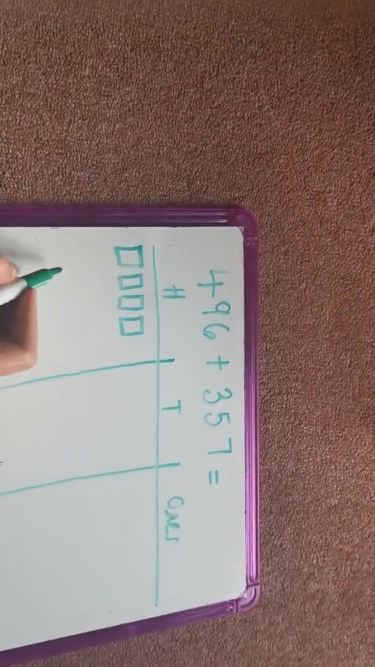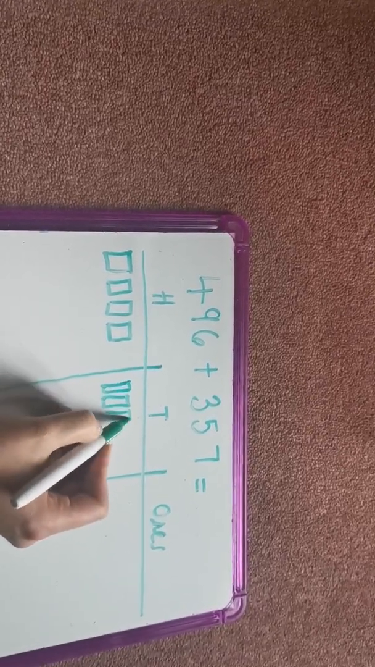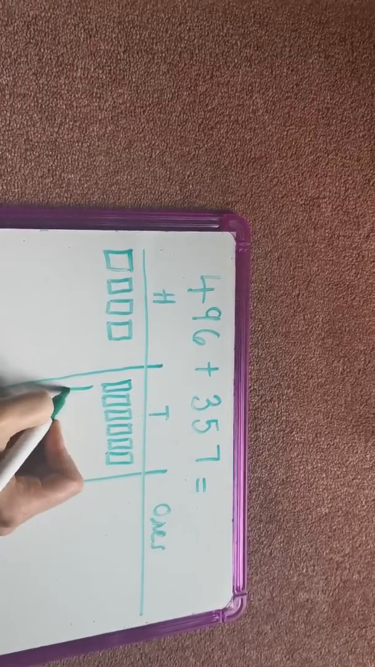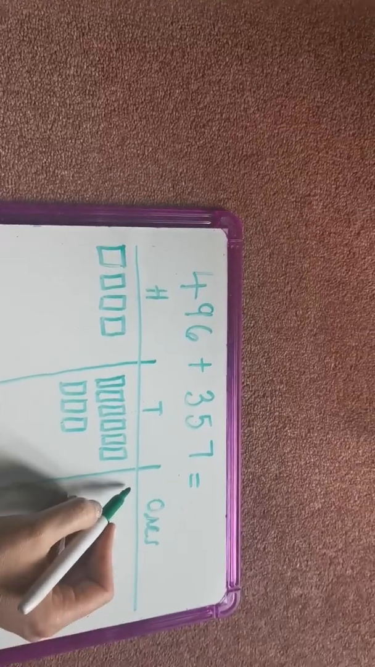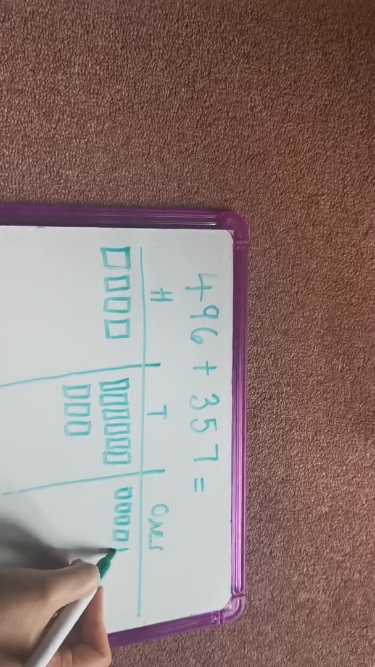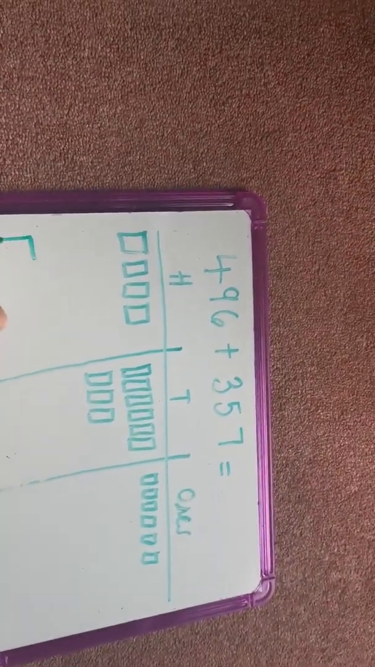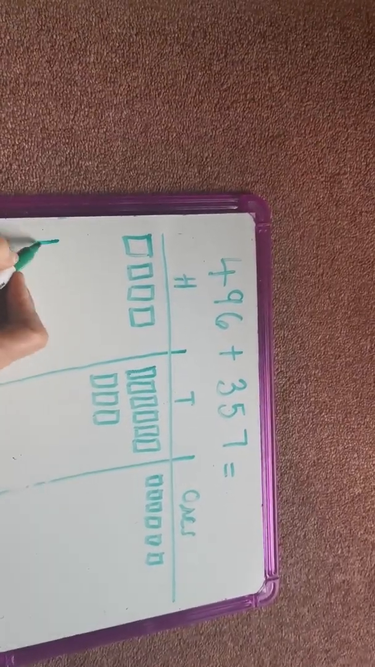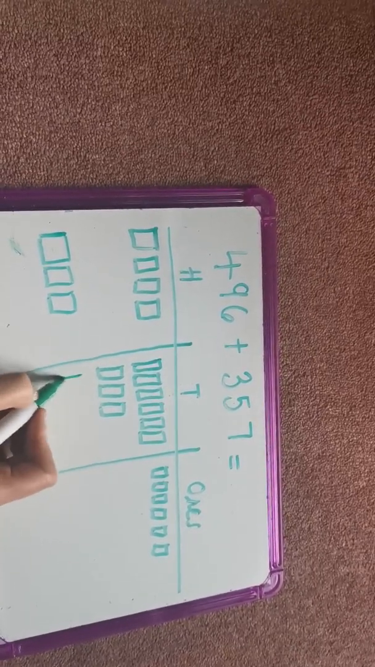So you've got 400, and then we've got 9 tens: 1, 2, 3, 4, 5, 6, 7, 8, 9. Then we've got 6 ones: 1, 2, 3, 4, 5, 6. Okay. We've got 300. Move that up a little bit so I've got enough room for my answer. Okay, and 50.